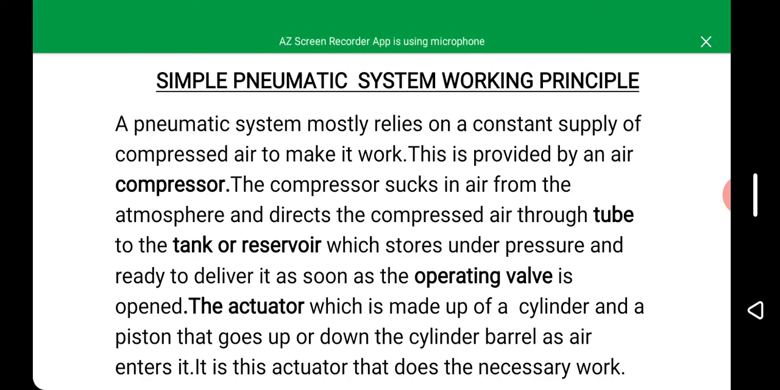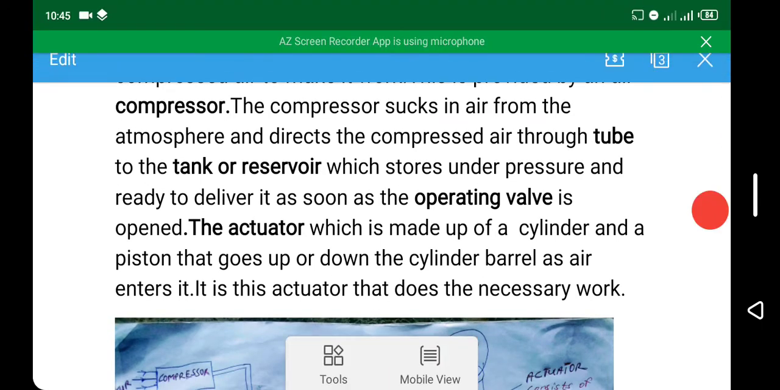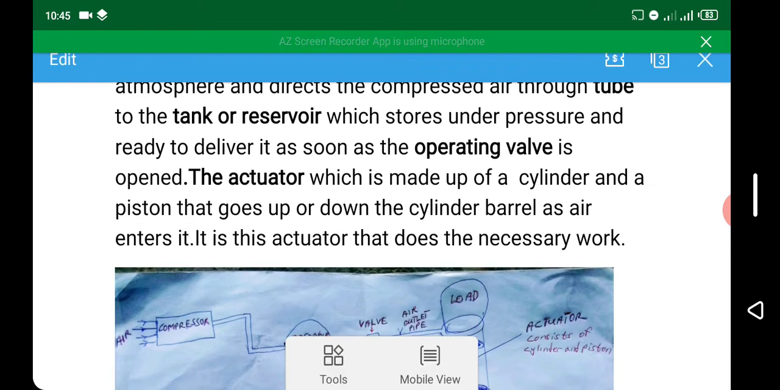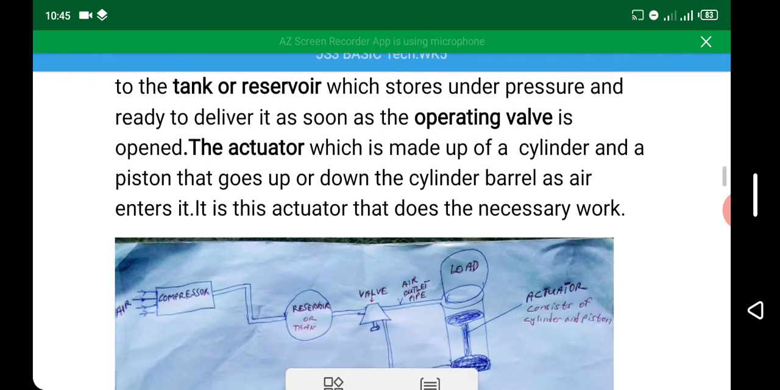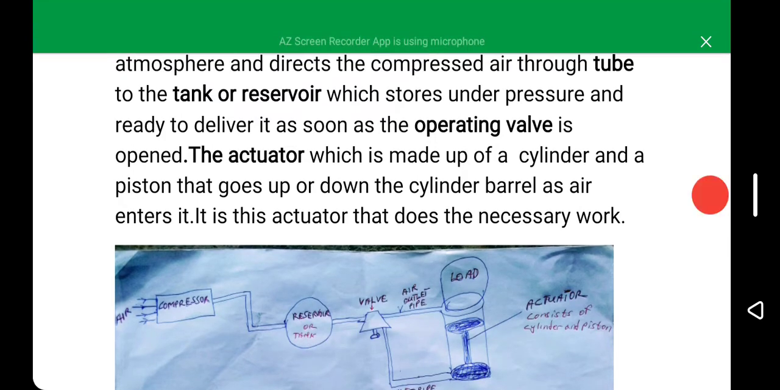The compressor sucks in air from the atmosphere and directs the compressed air through the tube to the tank, or reservoir, which stores it under pressure and ready to deliver it as soon as the operating valve is open. For this to be delivered, the operating valve must be open.